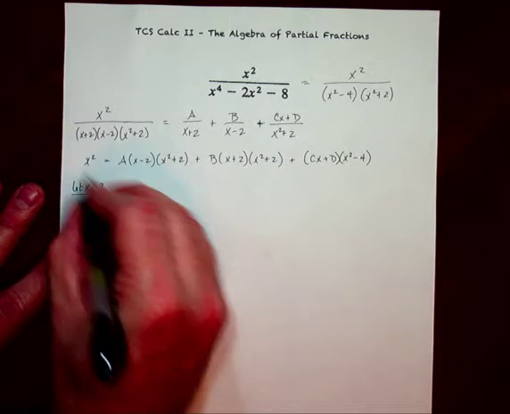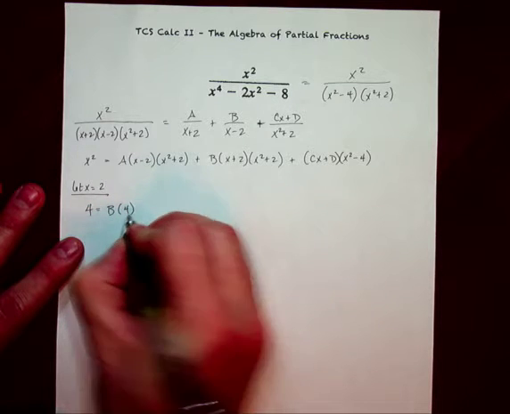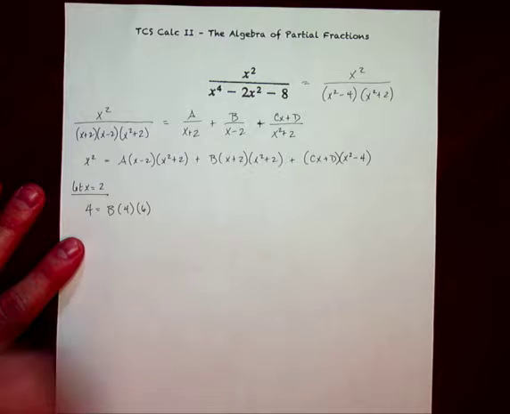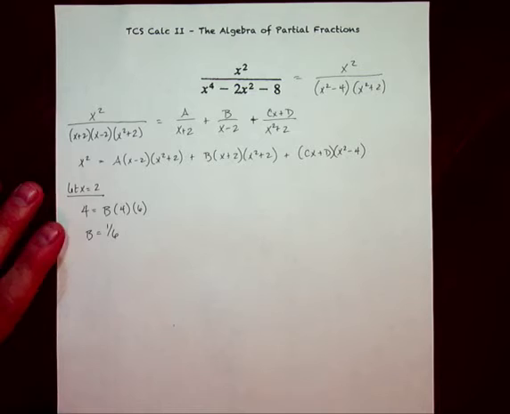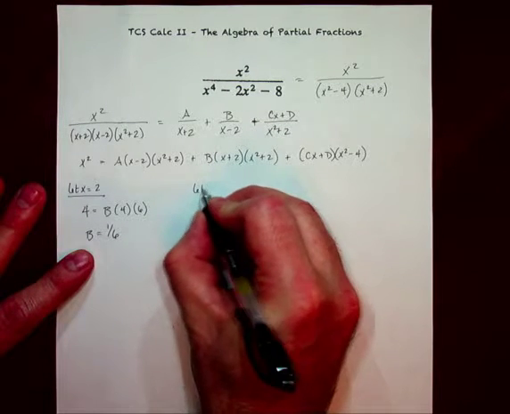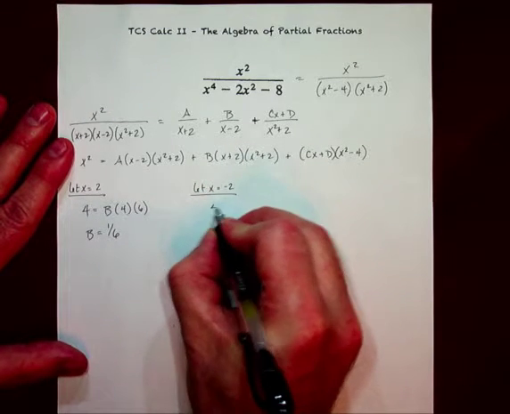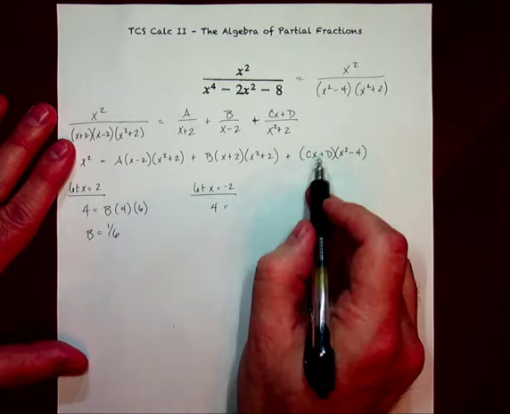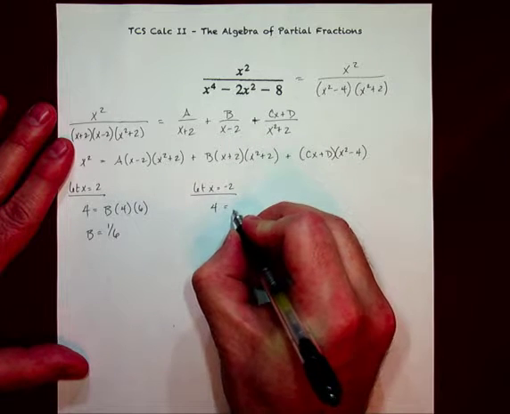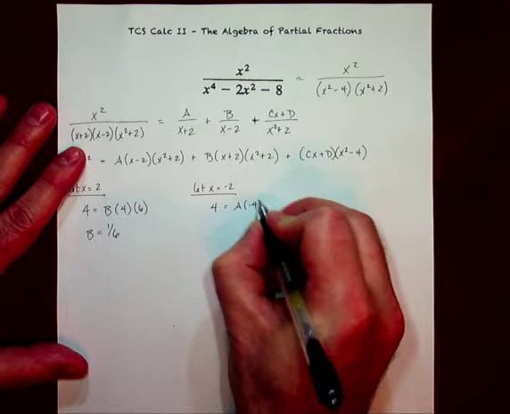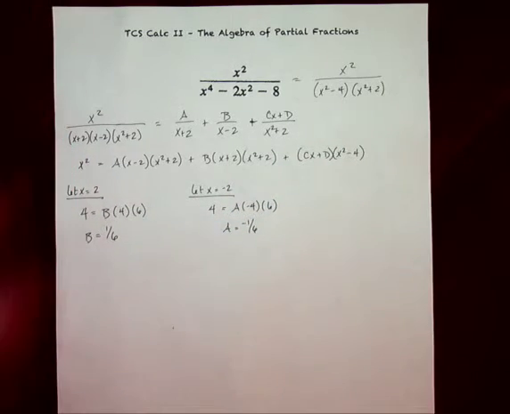So when I plug in 2 here, I'm going to get 4. When I plug in 2 here, I'm going to get b times 4 times 6. And therefore, b is equal to 1/6. Okay, well, let's go ahead and let x equal -2. That's our other convenient value, right? Well, that's still 4 on the left-hand side. That's going to cancel out both of these terms, and it's only going to leave the a. And so what I have is a times -4 times 6, and therefore a is equal to -1/6.